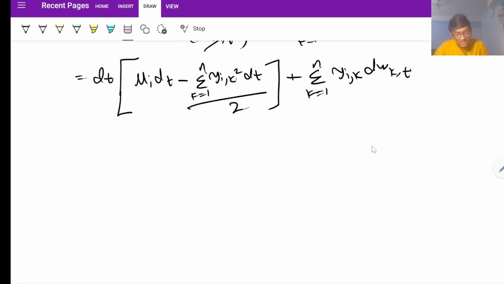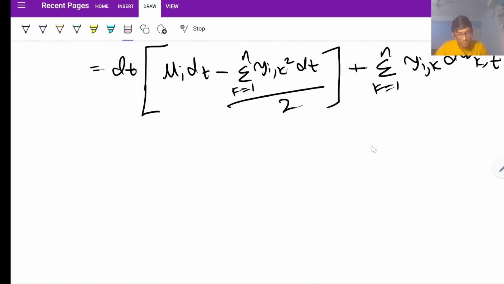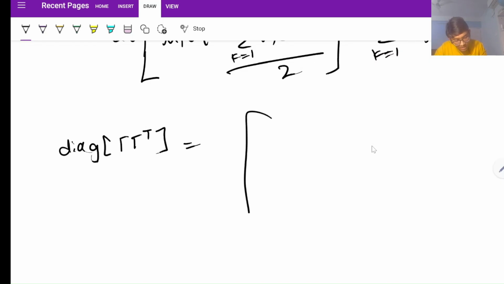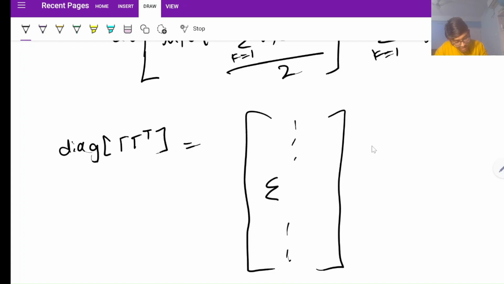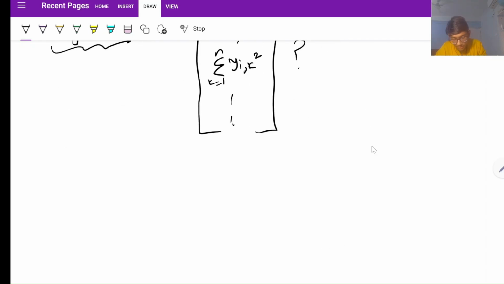Now in order to proceed and to help compress this complex expression here, we need to observe one thing. Observe that the diagonal vector of the matrix multiplication of gamma with its transpose gives me a column vector of this form, summation gamma_{i,k} square, where k is from 1 till n. How? Well, one could just explain this by just multiplying gamma and its transpose.